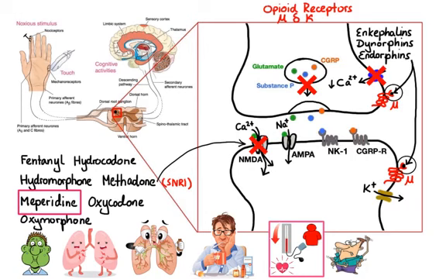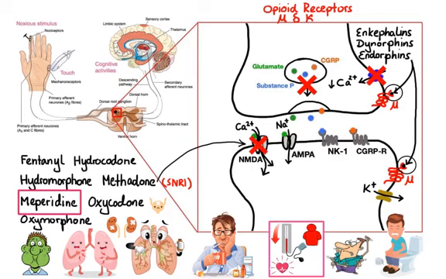Opioids also decrease gastric motility and prolong gastric emptying time, which may cause constipation. Likewise, opioids depress renal function and produce antidiuretic effects. They also increase sphincter tone and thus may cause urinary retention.